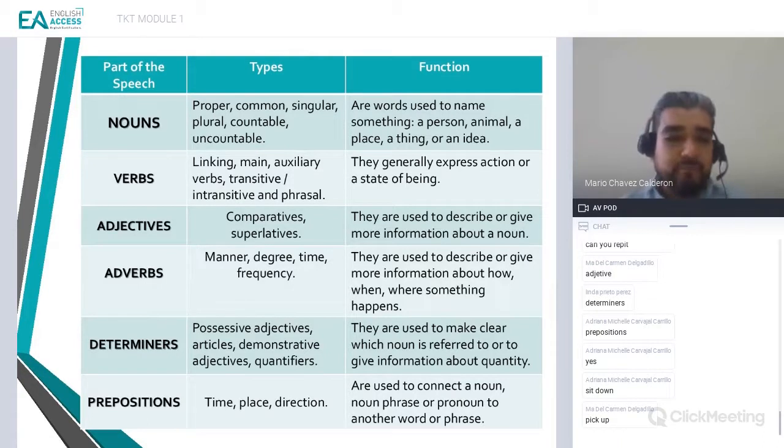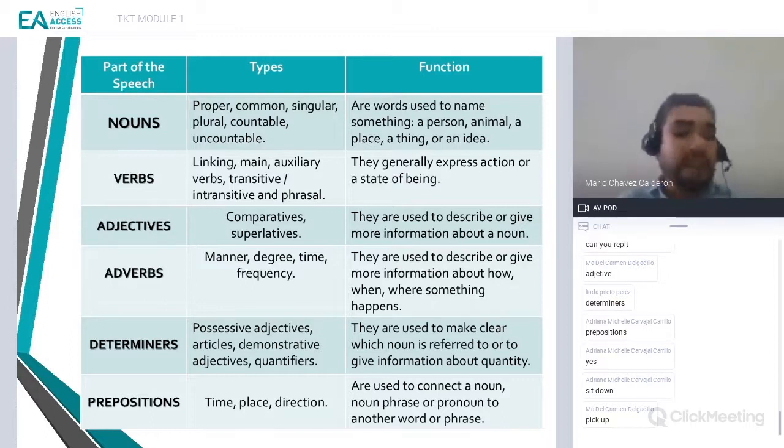Excellent. Okay. We also have adjectives. The adjectives can be comparatives or superlatives, right? Comparatives compare two things. Superlatives compare one thing towards a group of things. So you say, oh, this is the most or the least, right? Adjectives are used to describe or give more information about a noun. Describe nouns, okay? Adjectives.